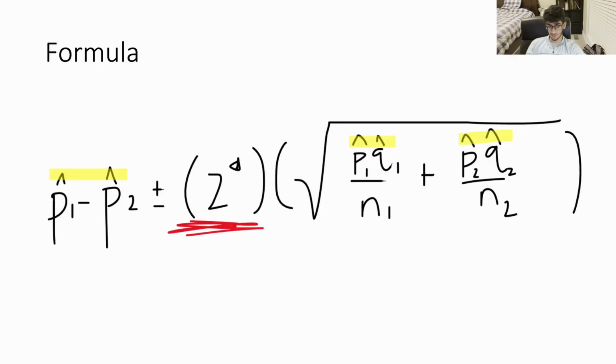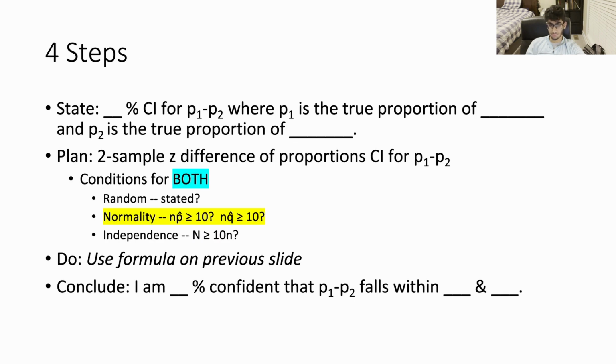Difference of proportions: p hat 1 minus p hat 2, plus or minus z. It's always going to be z since it's a proportion. And then the standard deviation for proportions is p hat q hat over n plus p hat q hat over n, all under the square root. Four steps, like we've been doing before. Make sure you define each variable. We are dealing with 2 samples here, so it's called 2 sample, z because it's a proportion. Conditions for both: make sure these three are met.